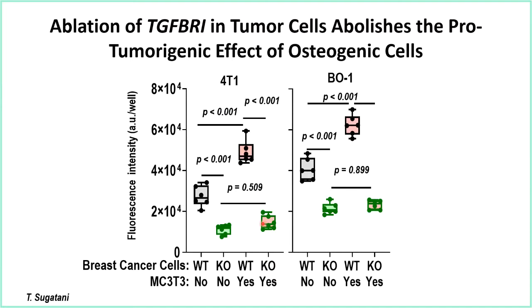And in fact, growth is even lower than in the absence of osteoblasts, suggesting that TGF-β is really a key factor driving growth in the cells, and that's probably a key element in mediating the pro-tumorigenic effect of osteolineage cells. And the results with the BO1 cells are exactly the same.